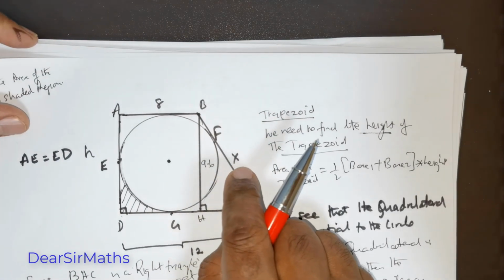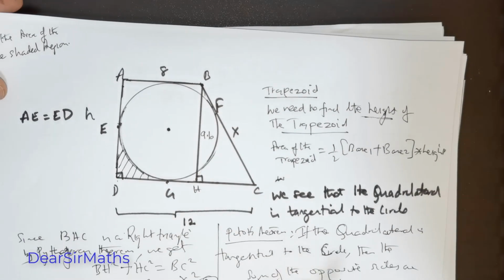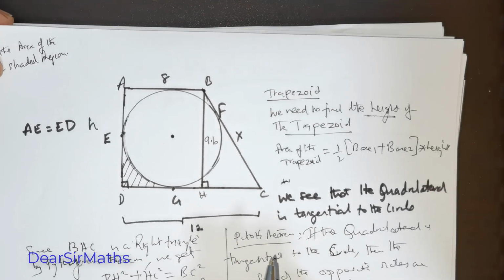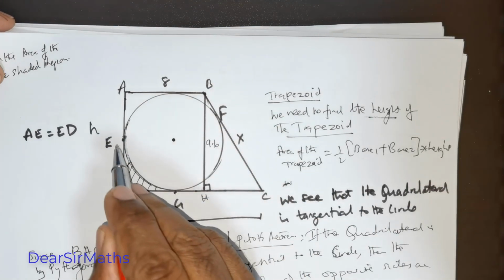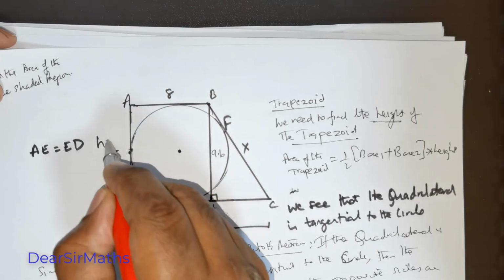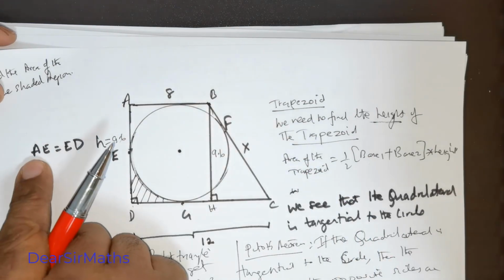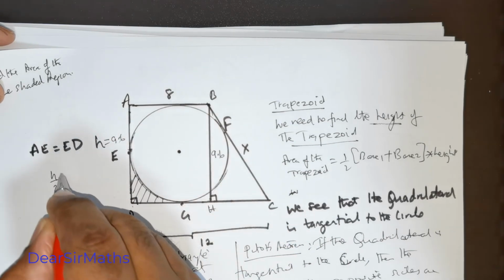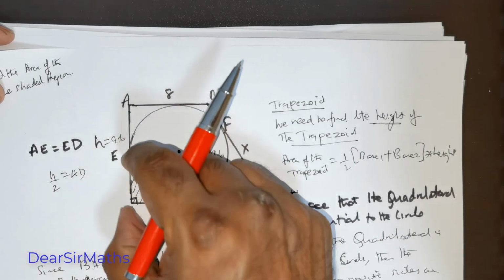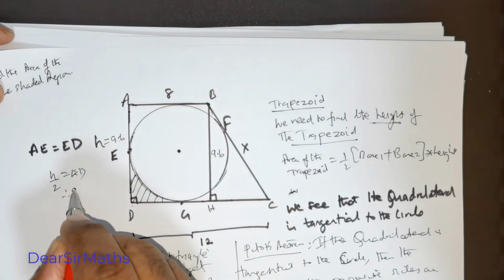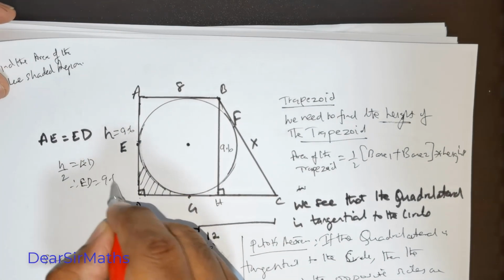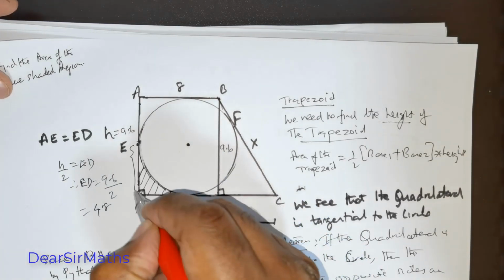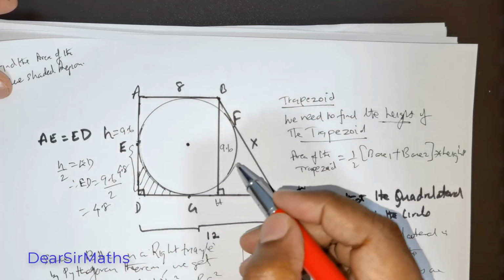Now you can also find the slant height, but that is not needed. Now what I wish to do is, clearly it is given, so this value of h is 9.6, right? Now it's given that AE is equal to ED, so that means if I were to divide h by 2, that would be equal to ED, right? So therefore ED is equal to 9.6 divided by 2, which is 4.8. So this height is 4.8.